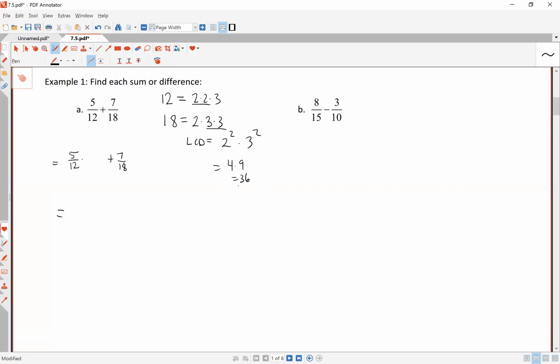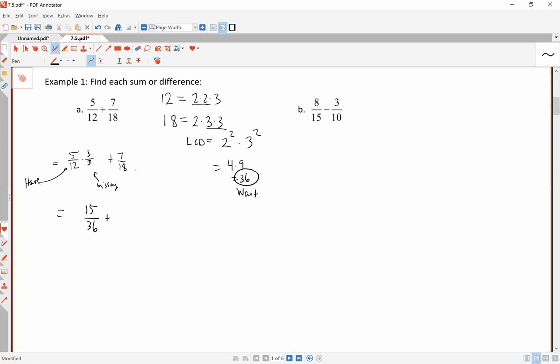All right, so I'm going to use the language today of what I want to have as my denominator and what I have. What I'm missing is what I put in the top and the bottom. So if I have a 12 and I want 36, I'm missing a 3. So I put it in the top and the bottom, giving me 15 over 36.